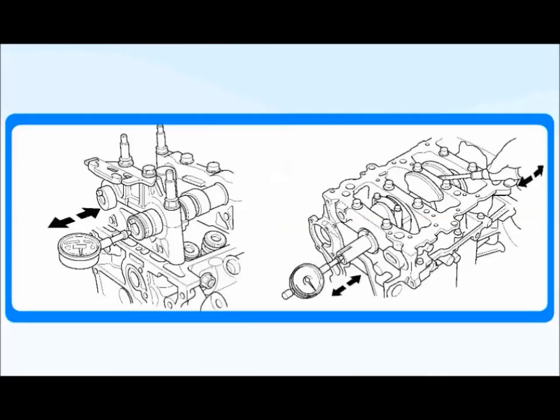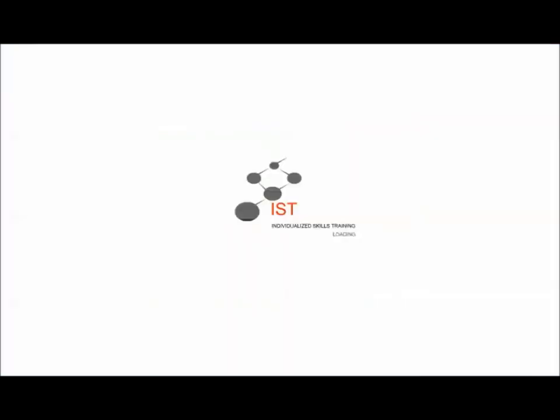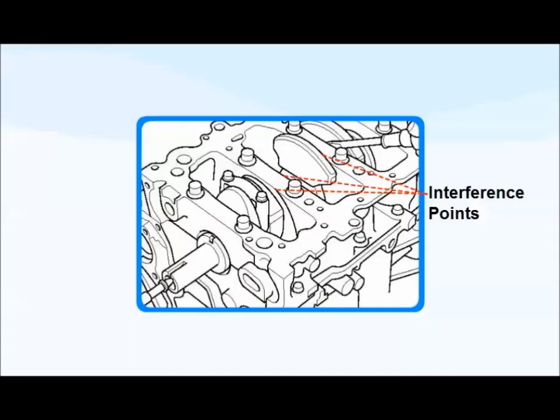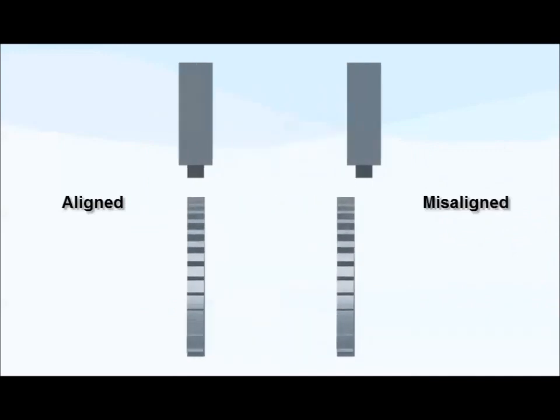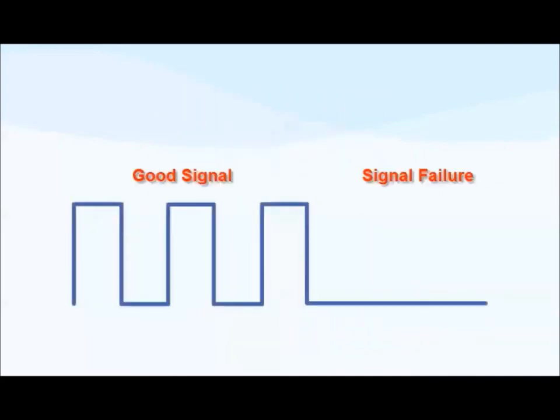Typically, we check end play after engine removal using a dial gauge. However, you can also use a feeler gauge between the thrust bearing surface and the rotating shaft to measure end play. If end play is too great, components may strike the engine or transmission case. In addition, sensor wheels may not match their pickups, causing an intermittent sensor signal fault.